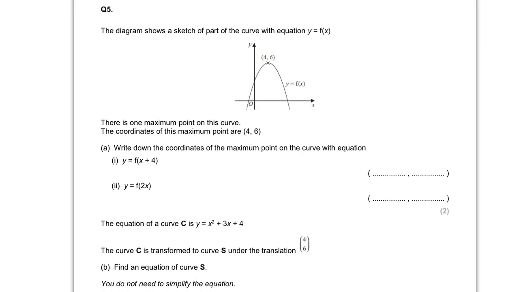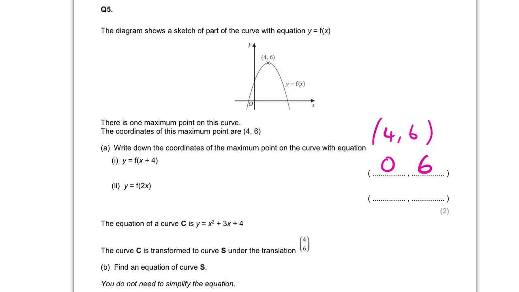Okay, question 5. Okay, so nice and easy for part A, I, and II. So here we grab our graph. We have our maximum 0.46. Okay, first one, inside or outside the bracket? Who does it affect? X. What do we do to all the X coordinates? -4. So 0, 6. Perfect.